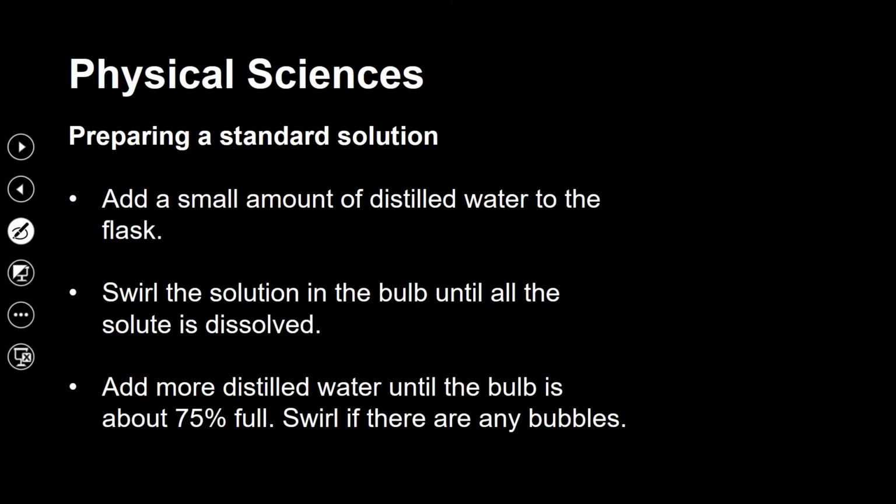As a result, we can say, okay, this is the concentration of the solution, right? Okay, now furthermore, we will add a small amount of distilled water. This should be pure water, okay? It's not contaminated. And then the swirling part actually says to us that we want to dissolve it completely. Remember, we want to form a homogeneous solution. And then we add more distilled water until the bulb is up to 75% full, okay? Then we make sure that the bubbles are taken out so that it's actually an accurate solution. Hence, we're saying it's a standard solution, right?